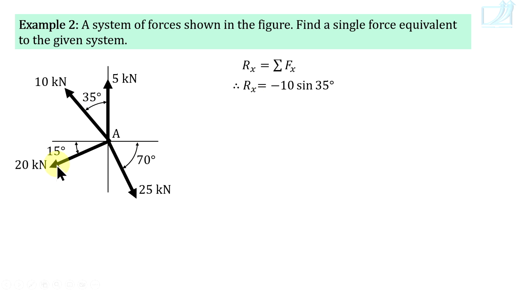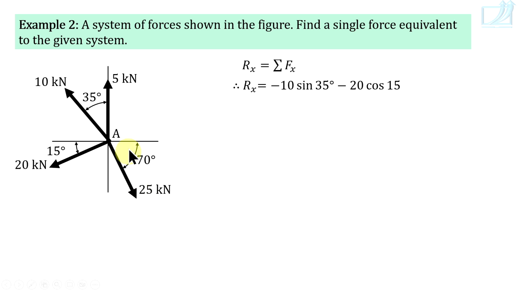Now 20 kilonewton force. When you are writing X component, just focus on the arrowhead and check whether the force has direction right side or left side. So it is left side. Don't think about whether the force is upwards or downwards, just focus on whether it is rightwards or leftwards. So this force is leftwards, so negative, and we are using its angle with x-axis. So X component is cos, so minus 20 cos 50.